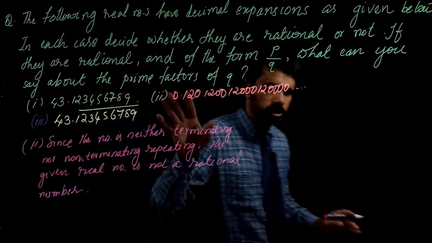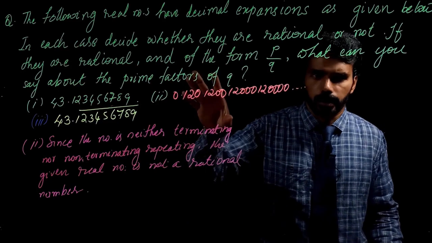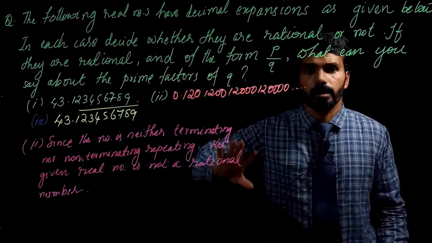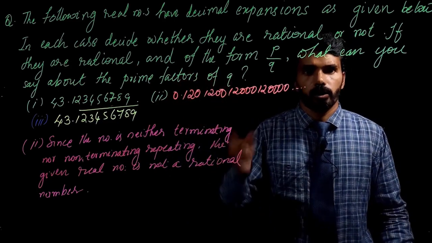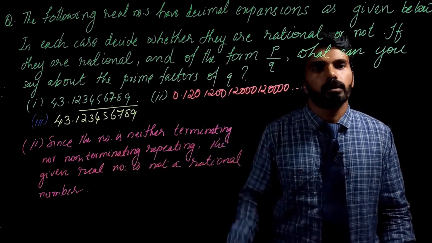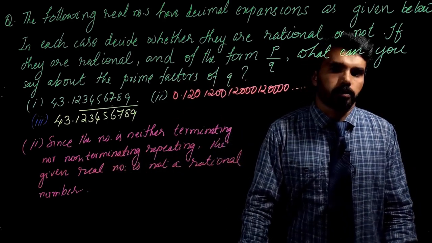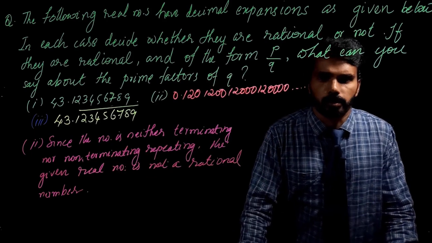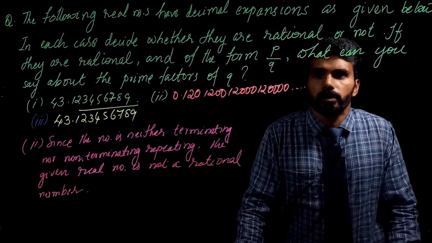Okay, here the answer is very simple. Since the given real number is neither terminating nor non-terminating repeating, the number is not a rational number. Okay, so now let us move to the third question.